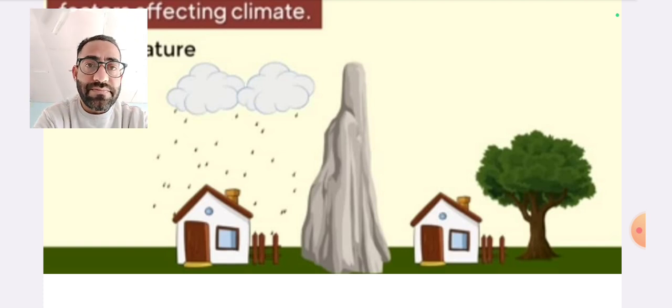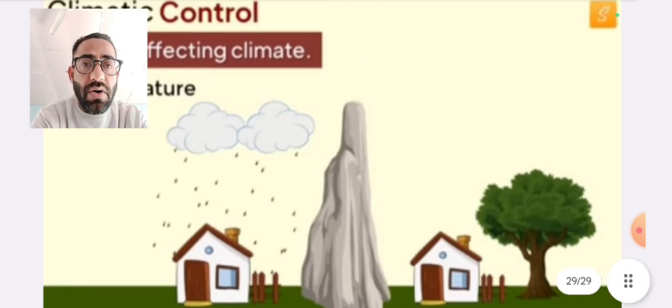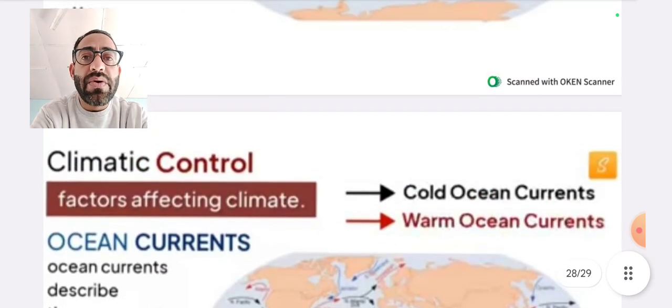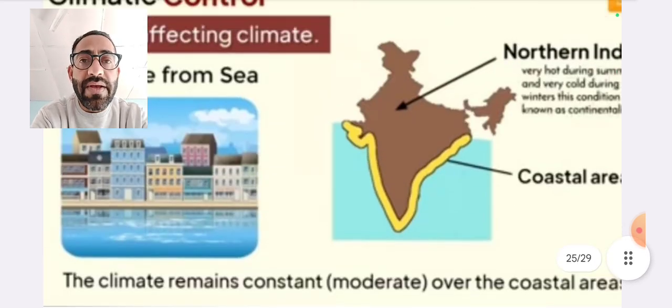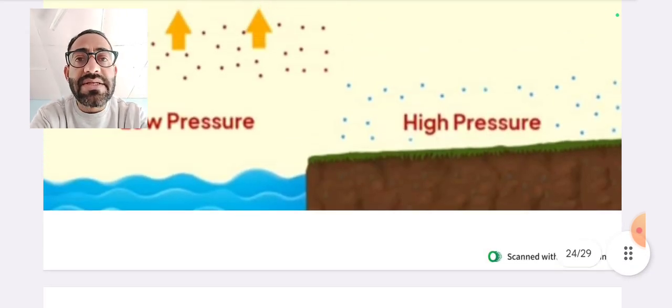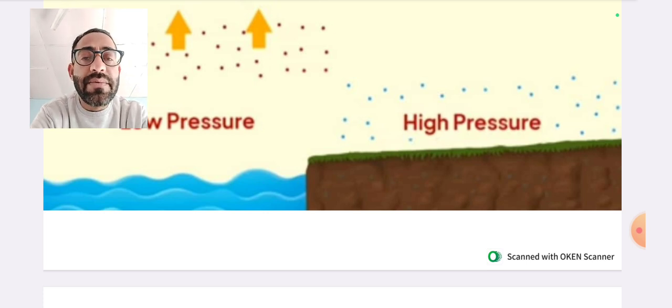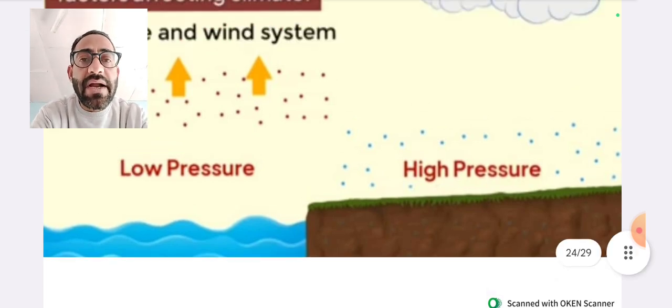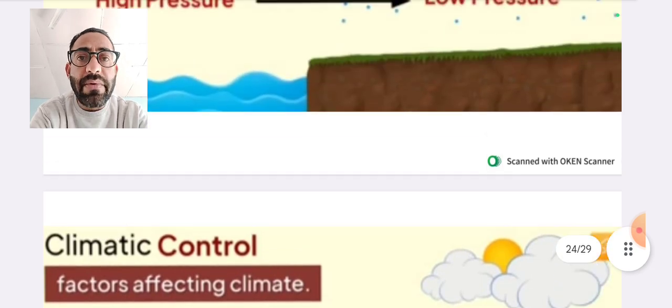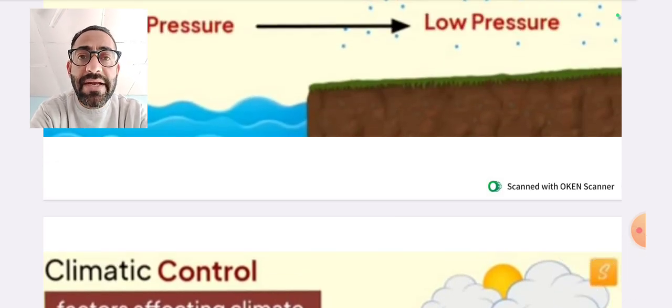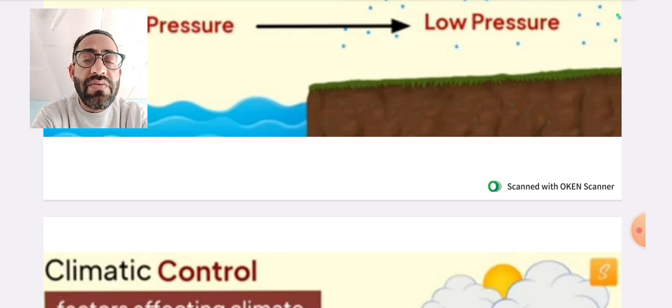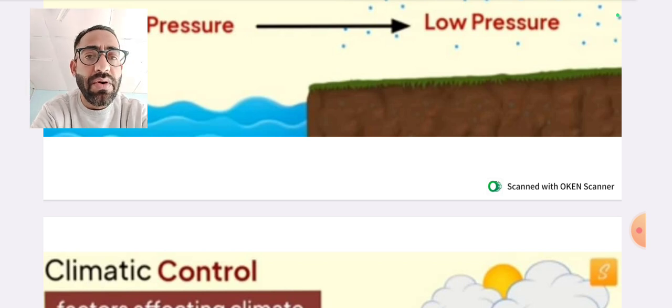In today's topic we are discussing climate and weather. Climate means average conditions of the atmosphere over a long period of time. Weather means average conditions of the atmosphere over a short period of time. Climate is predictable, weather is not predictable. Climate remains static, weather does not remain static. Climate does not change, weather changes day to day and hour to hour.